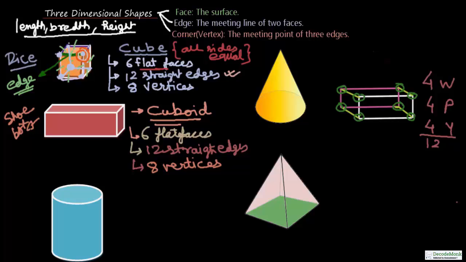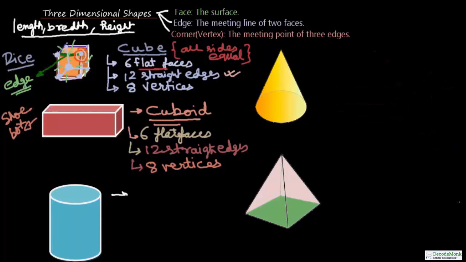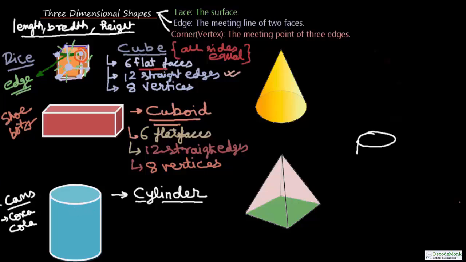Identifying shapes is important if you want to give answers confidently in Olympiad exams. The next shape is a cylinder, and the best example of a cylinder is the cans at home, or a Coca-Cola can. You must have seen Coca-Cola, or any cold drink can, which is an example of a cylinder. So now this cylinder, as you can see, is something like this.